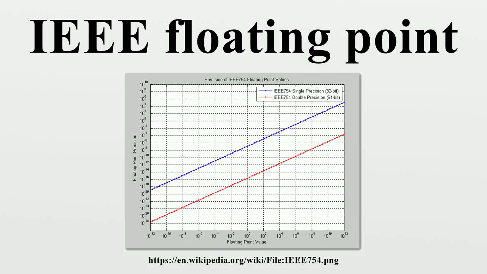The IEEE Standard for Floating-Point Arithmetic is a technical standard for floating-point computation established in 1985 by the Institute of Electrical and Electronics Engineers. Many hardware floating-point units use the IEEE 754 standard. The standard addressed many problems found in the diverse floating-point implementations that made them difficult to use reliably and portably.